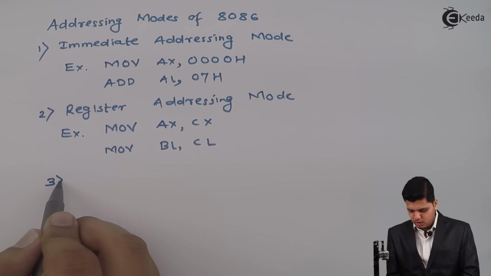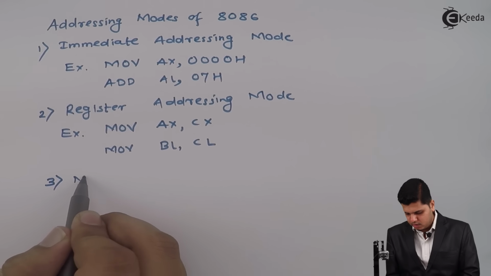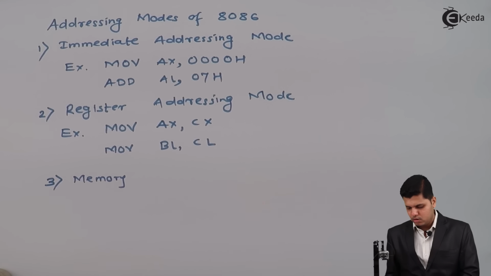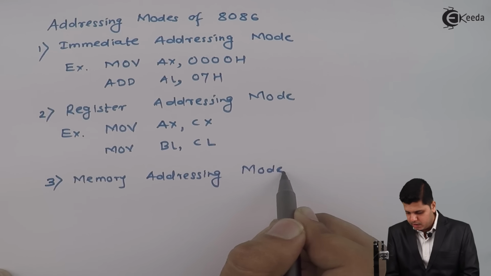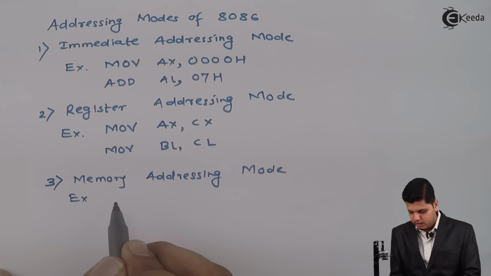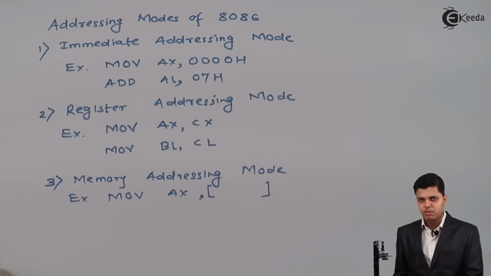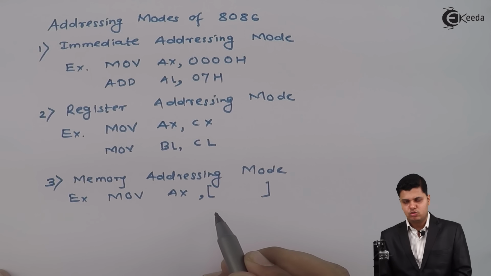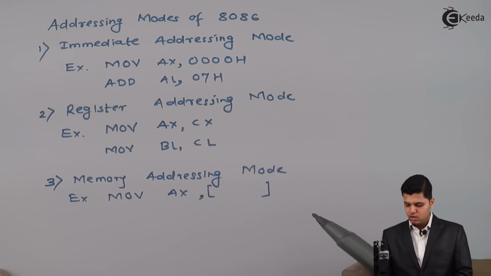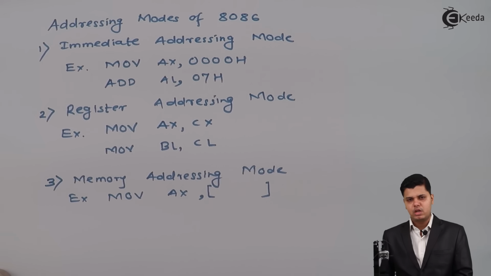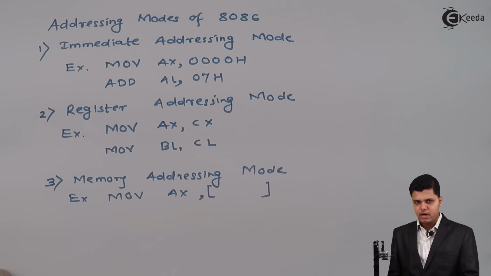The third addressing mode is where the operand is specified in memory, so we can broadly call it memory addressing mode. In memory addressing mode, for example, if I take MOV AX, square brackets are used for specifying the memory, and depending upon how we specify the address of that memory, different memory addressing modes are possible. We will see a detailed view of this.